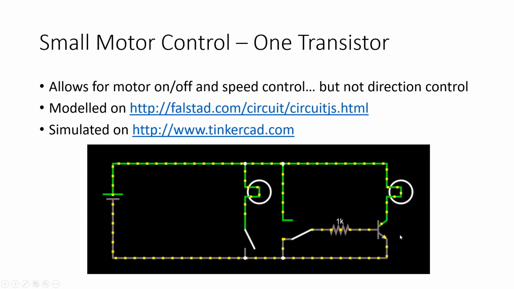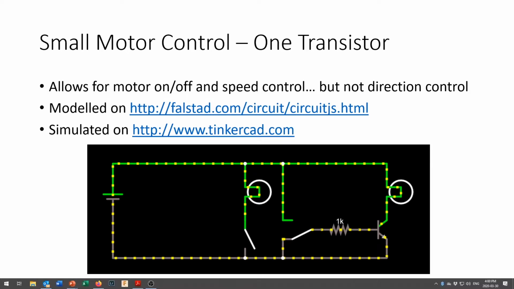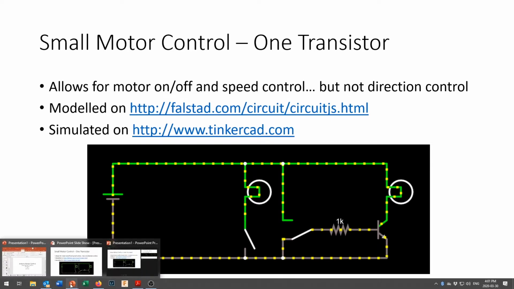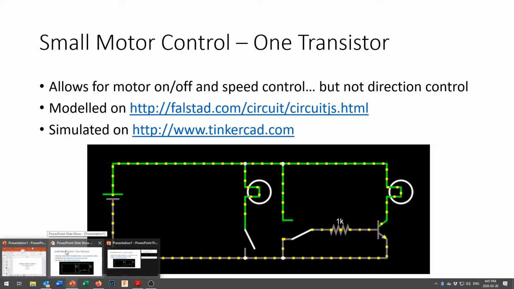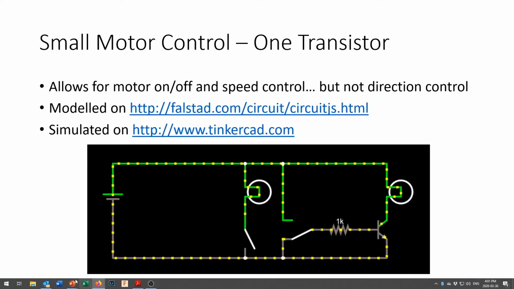Okay, so let's take a look at how we can control a small motor using one transistor. Now, if you've just got one transistor, that's going to allow for, let me bring this up and actually animate it. One transistor is going to allow for speed control, but not directional control.